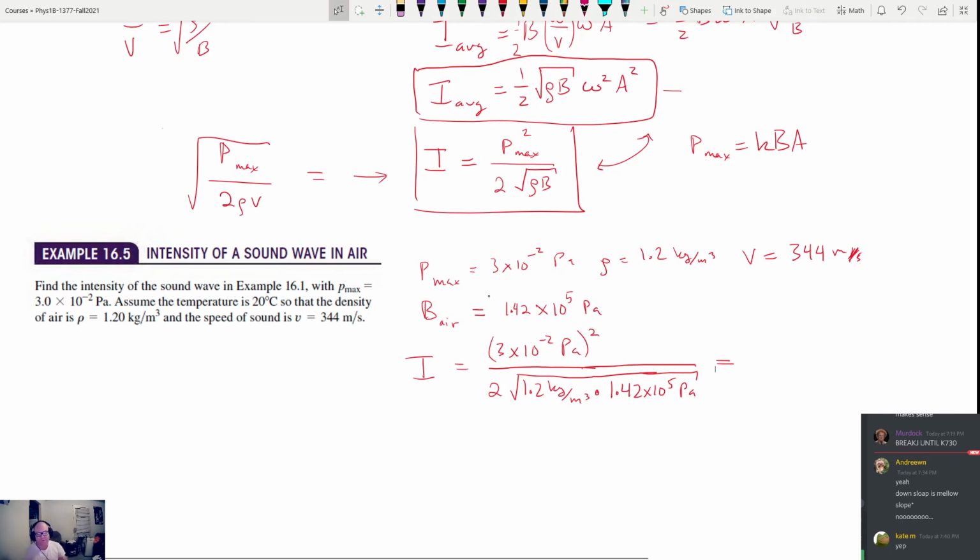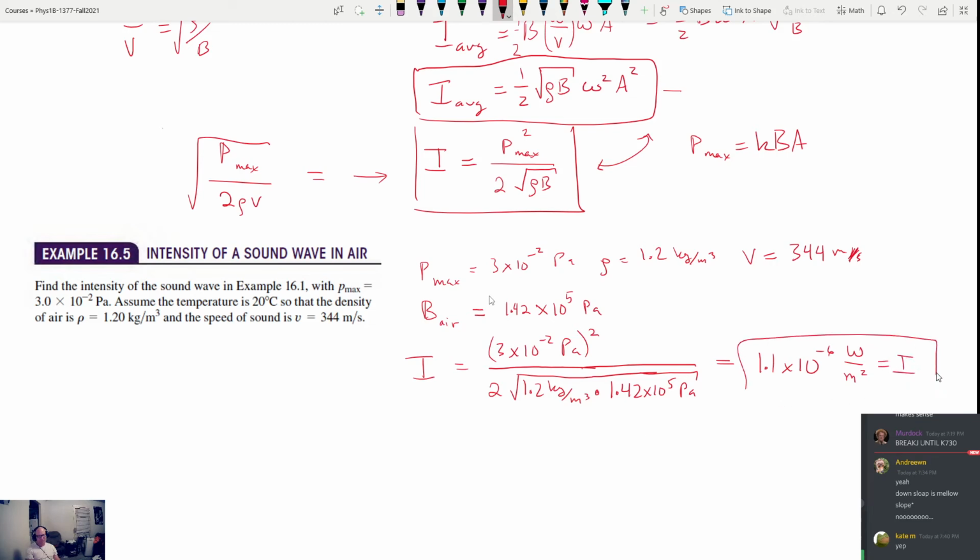Okay, so using those numbers, we get 3e minus 2 squared divided by 2 divided by square root of 1.2 times 1.42e5. I get the same thing. So we get 1.1 times 10 to the negative 6 watts per meter squared. And that is one way to measure intensity.